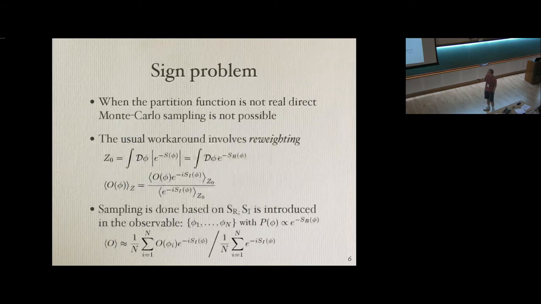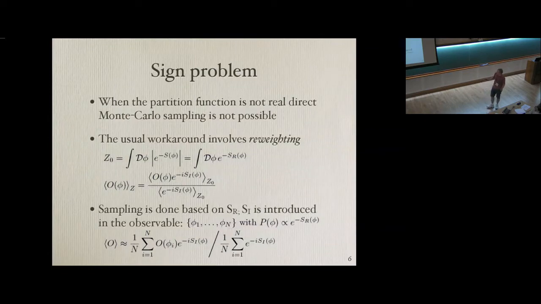When the partition function is not real, so where the action is not real, we cannot do direct Monte Carlo sampling. However, that's not always a problem. There is a workaround which is sort of classic in lattice techniques. It's called reweighting. We sample the fields based on the absolute value of the integrand. This basically tells you that you just sample the fields according to the real part of the action. And then the imaginary part of the action is introduced together with the observable. So this is an exact mathematical relation.